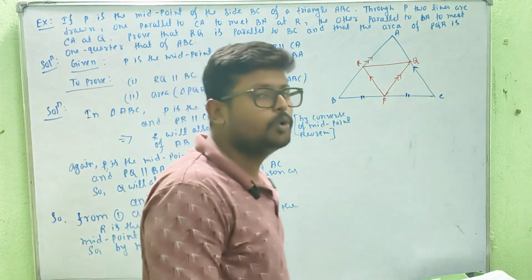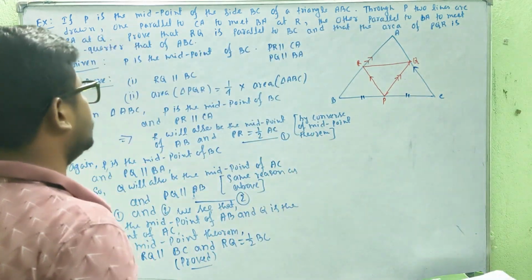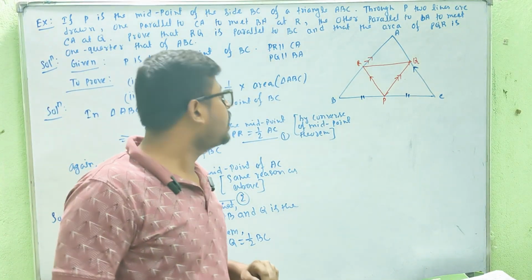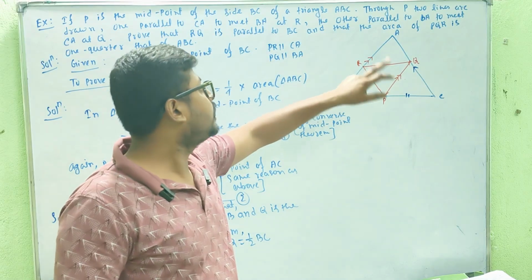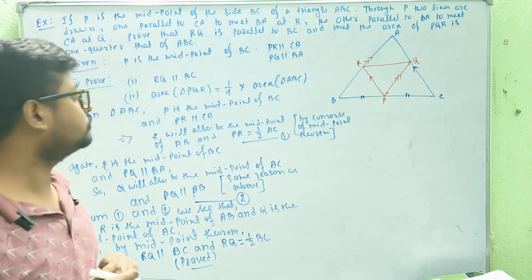Now we have to prove the second condition. How to prove the second condition? The second condition is that the area of triangle PQR is half of the area of triangle ABC.